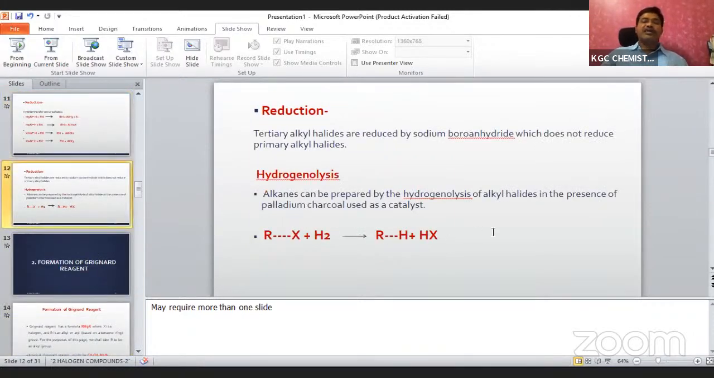Now let us see reduction by hydrogenolysis, directly using hydrogen in the presence of a catalyst. Alkanes can be prepared by hydrogenolysis, similar to hydrolysis. Hydrogenolysis is the reaction with hydrogen, of alkyl halides in the presence of palladium on charcoal used as a catalyst. Simply, hydrogen is transferred to the alkyl halide and you get the alkane.